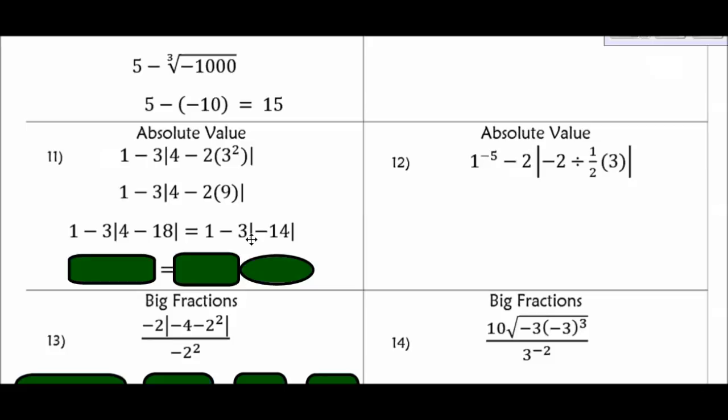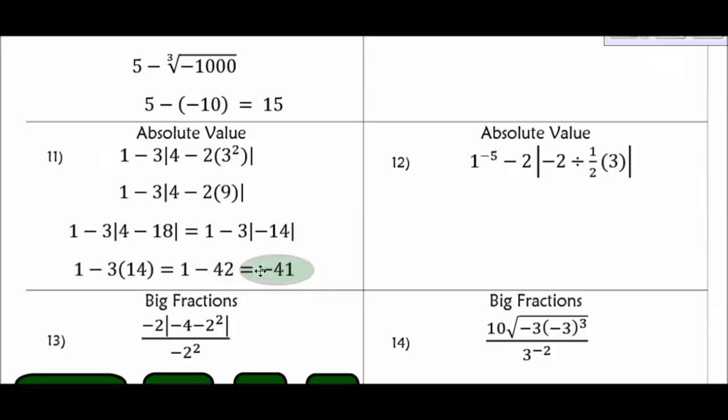We still have the absolute value bars around that. That's telling us that's going to change into a positive number. This is really being multiplied. It's 3 times the absolute value here. So it's going to be 3 times now positive 14. I'm keeping the parentheses there to show that we're multiplying. Now the 3 times 14 is going to happen before the subtraction. We're going to do multiplication before subtraction. That gives us 42. So 1 minus 42 is negative 41.